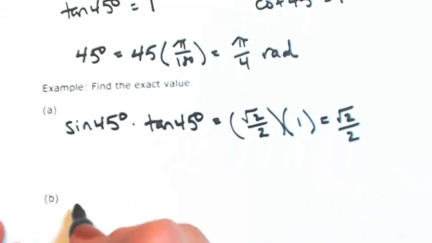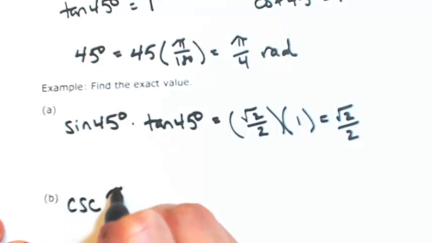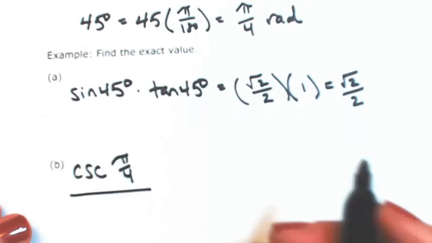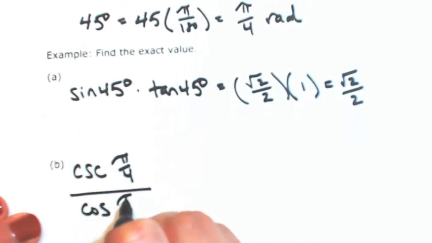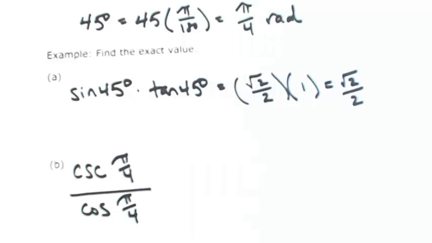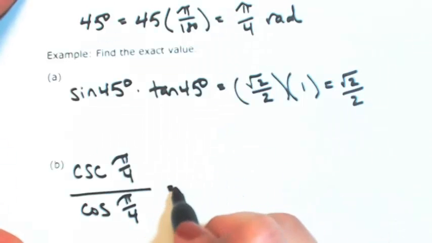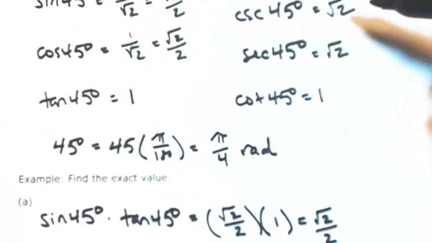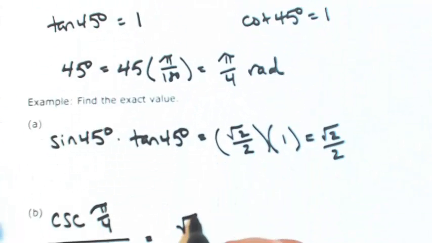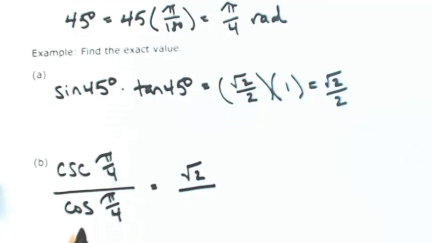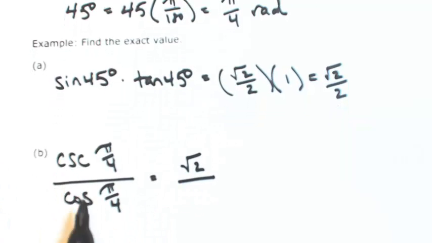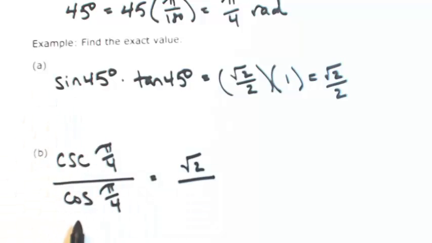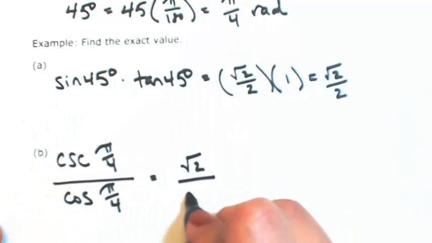Let's look at one more. Let's say the cosecant of pi over 4 divided by the cosine of pi over 4. Cosecant of pi over 4, same thing as cosecant of 45 degrees, is square root of 2. Cosine of pi over 4 is the same thing as sine of pi over 4, because cosine and sine are the same within this triangle. So that's going to be square root of 2 over 2.